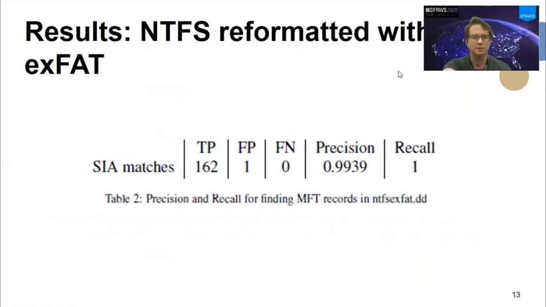Onto the results. These are the results for the NTFS reformatted with exFAT experiment. We obtained about 99.4% precision. We only identified one false positive. And we had 100% recall, so we found all of the files that we knew existed on the disk. That performed very, very well.